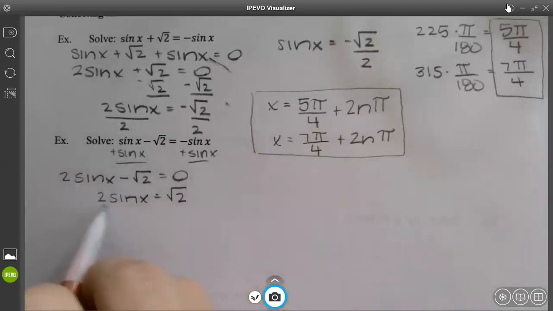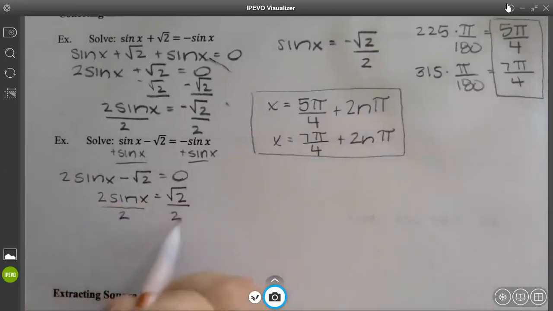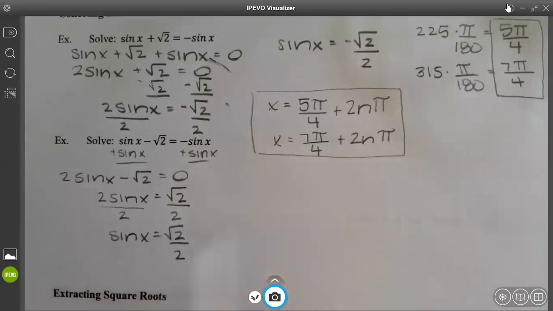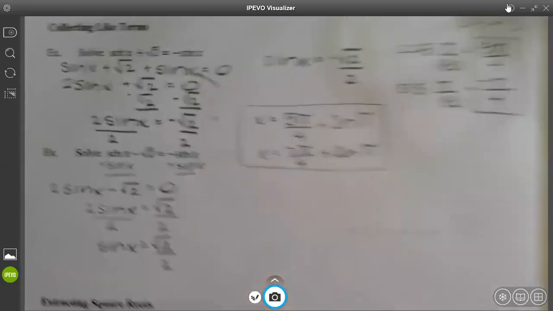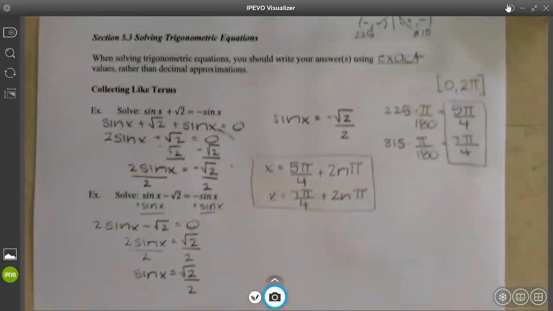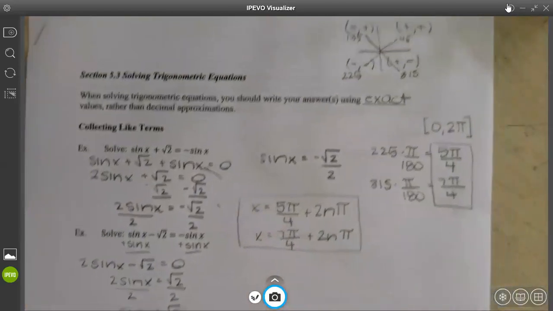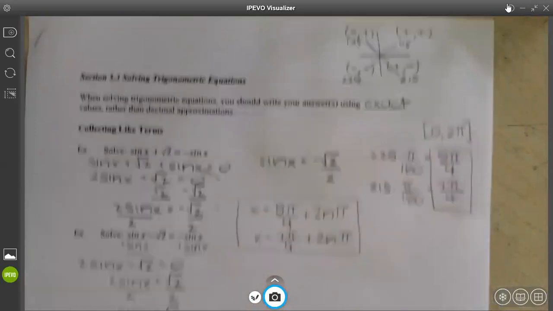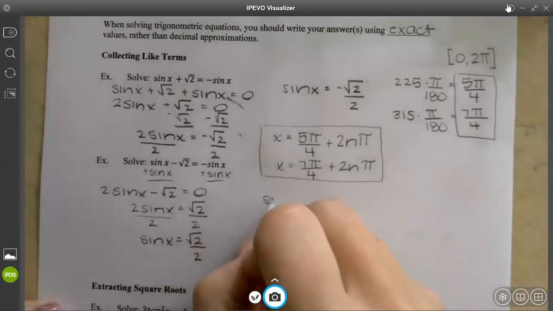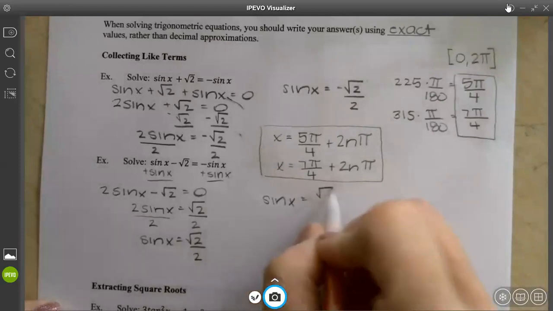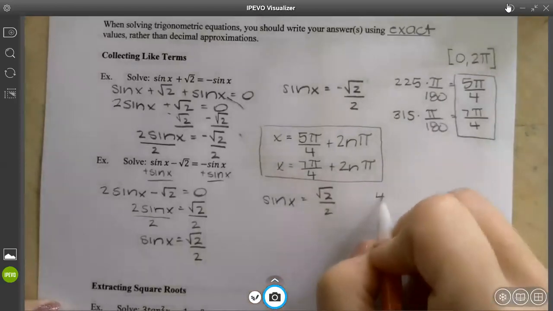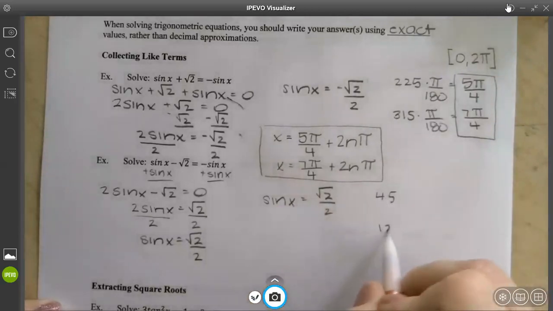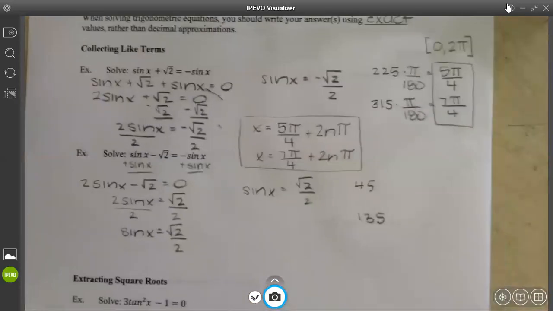And then what's the difference? It's a positive. So I'm going to go back up to the top. There's my negatives. Where were my positives at? What value? So what degrees? 45 and 135. So sine x equals square root of 2 over 2 at 45 and 135. How do I get it in radians?